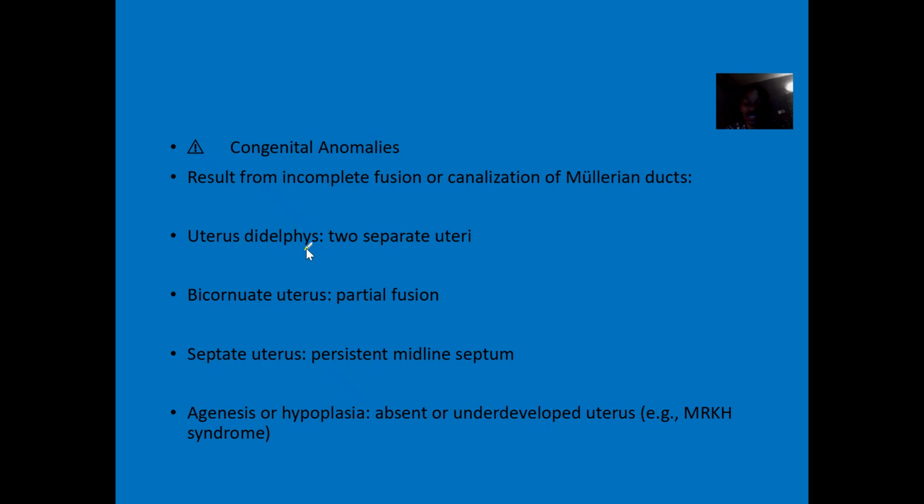So we study the development of the uterus because if it doesn't go on like it is supposed to go, you have issues, right? So uterus didelphys, where you have two separate uteri. Bicornuate uterus, that one is a partial fusion. Septate uterus, there's a midline septum kind of separating it.